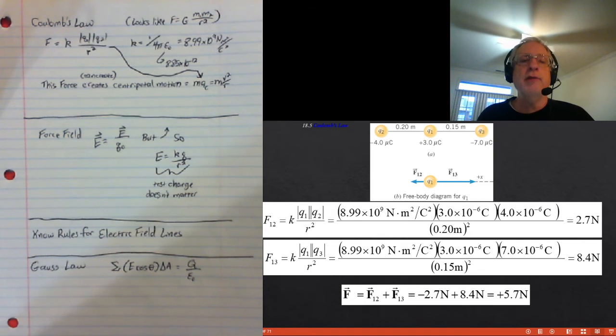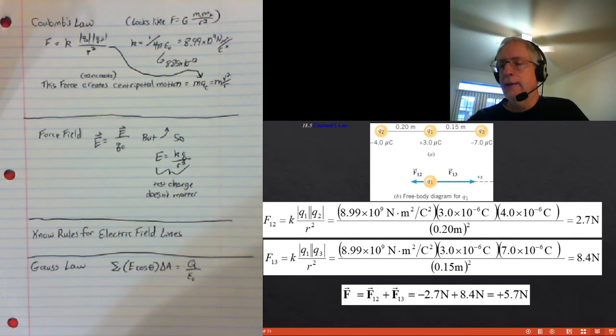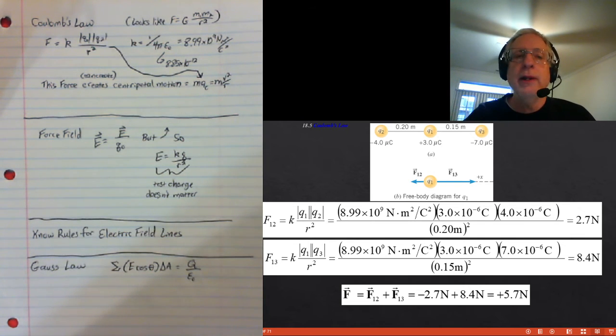In this case, positive x in my drawing is to the right. So there will be a positive 5.7 newton force on that charge moving it to the right, which means it will accelerate to the right because there's a force acting on it. I could even figure out what that acceleration is going to be if I know the mass of that particle, by using F equals ma.